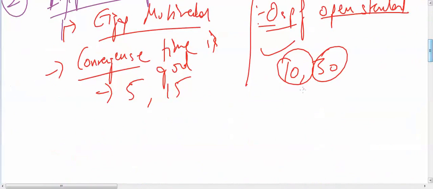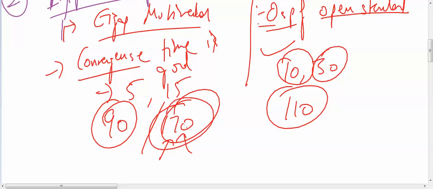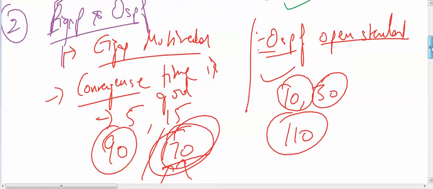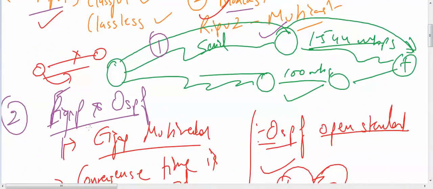The AD value of OSPF is 110 and EIGRP has 90, and external EIGRP is 170, which will come in CCNP. It's for external routes. In redistribution, when we redistribute anything into EIGRP, it converts those routes into external EIGRP, and the AD value is 170. So these are the main differences between RIP version 1 and RIP version 2, and EIGRP and OSPF.